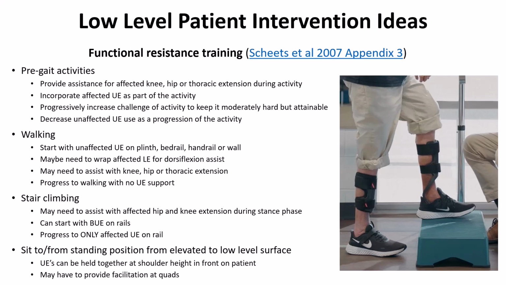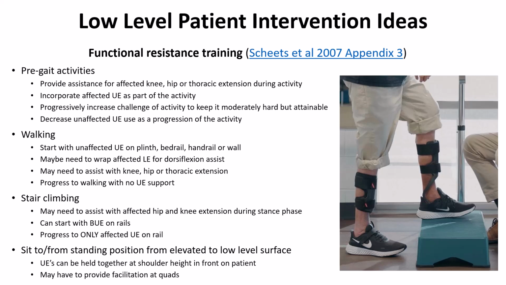Another idea they have is stair climbing. Okay, you might need to assist with hip and knee extension during stance phase on that affected side in the beginning, and you can start with both hands on the rails. Again, that means that you're using the affected upper extremity as much as possible to help support balance. And then you can progress to only using the affected upper extremity when it starts to regain a little bit of strength, and that will promote forced use and help get that upper extremity back.